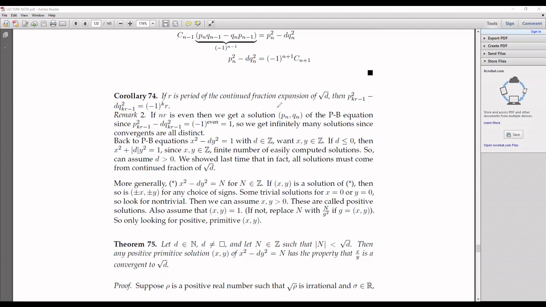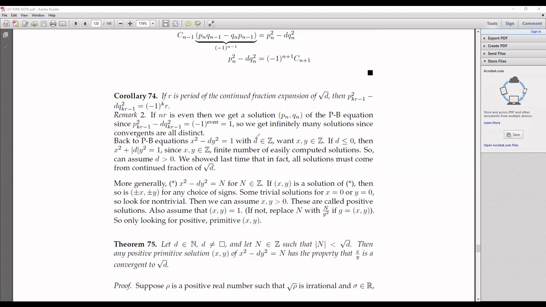Now there is a remark, of course, at some point we were to go there anyway. If kr is even, then the right hand side is exactly 1. Which means that these particular values, whenever n plus 1 is a multiple of r, we get a solution p kr minus 1, q kr minus 1 of the Pell-Brahmagupta equation. And there are infinitely many, because for any integer value of k, you are going to get a solution, because the only condition is n plus 1 is a multiple of r, any integer multiple of r. So just put k equals 1, 2, 3, and so on to get an infinite number of solutions.